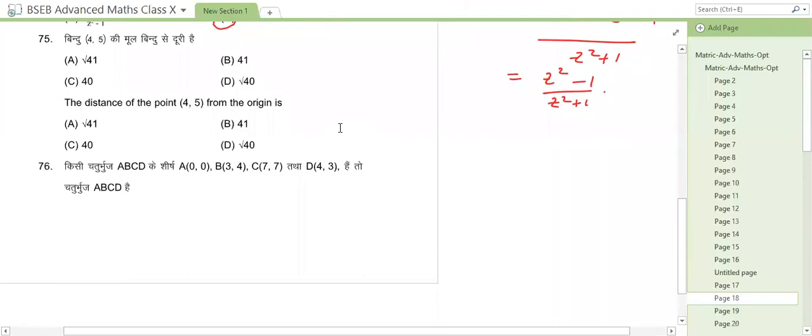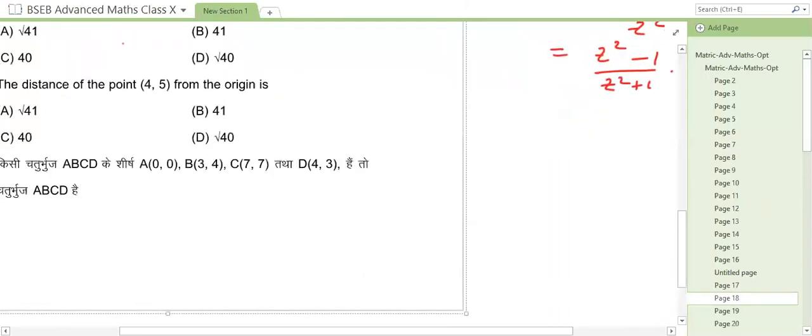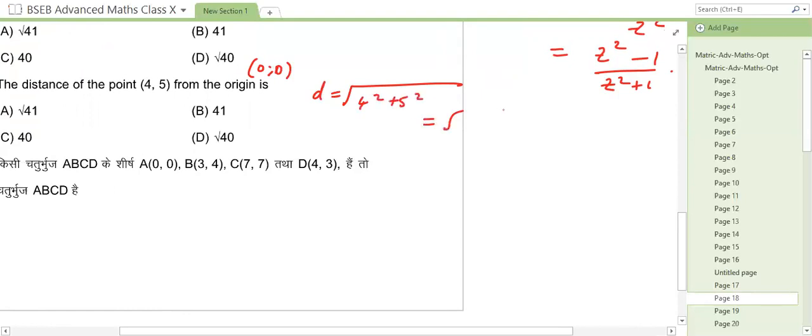Now, the origin is basically 0, 0. So the distance is equal to the square root of 4 squared plus 5 squared, square root of 16 plus 25, root 41. Cannot be simplified further. Option A.